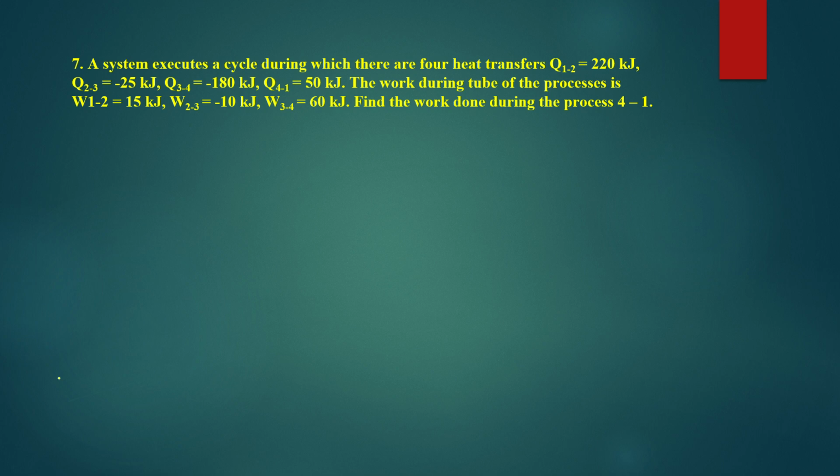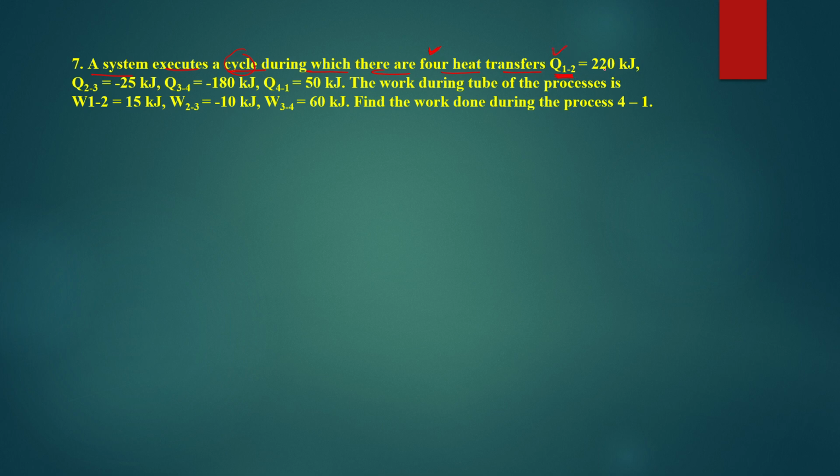So now here is a question, so let me use the red color. A system executes a cycle during which there are 4 heat transfers. So basically a system is consisting of a cycle. Cycle simply means there will be a number of processes, and in each process there is some heat interaction. So in each process we are having some amount of heat interaction.